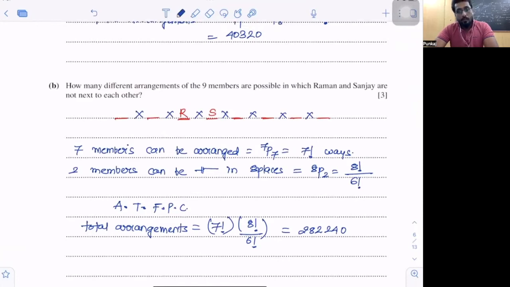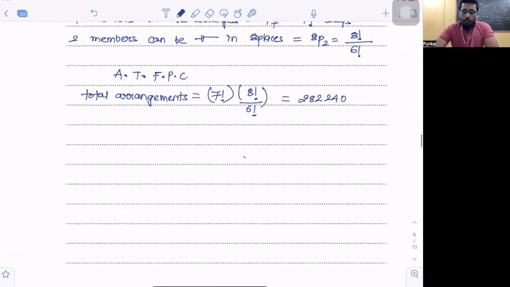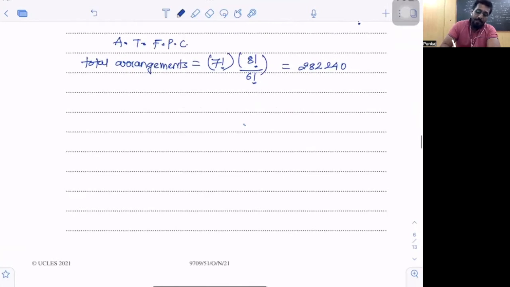Students, there can be another way also. What you do is you arrange all the 9 members together. First of all, arrange all of the 9 members. So 9 members can be arranged in 9P9 ways. That's 9 factorial ways, right? Total arrangements of all the 9 objects. Then you subtract those arrangements where Raman and Sanjay are standing together, right?